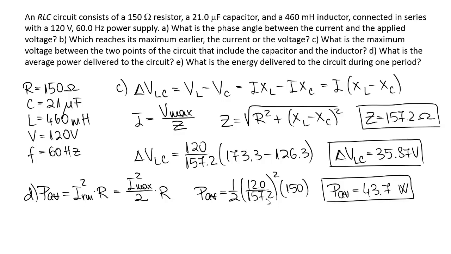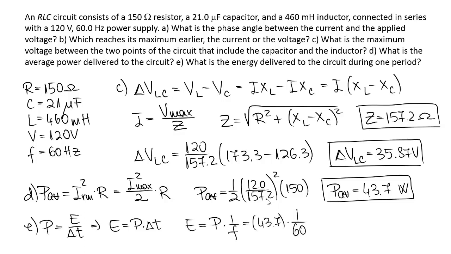In part E of the problem, we need to find the energy delivered to the circuit during one period. Power and energy are related to each other. Power represents nothing else than energy per unit time. Therefore, we can calculate the energy as power multiplied by the time interval. In this case, we need the energy delivered during one period, and one period can be calculated as 1 over the frequency. So I can calculate the energy as power multiplied by 1 over the frequency, and that gives me a value of 0.73 joules. This is the amount of energy delivered to the circuit during every single period.